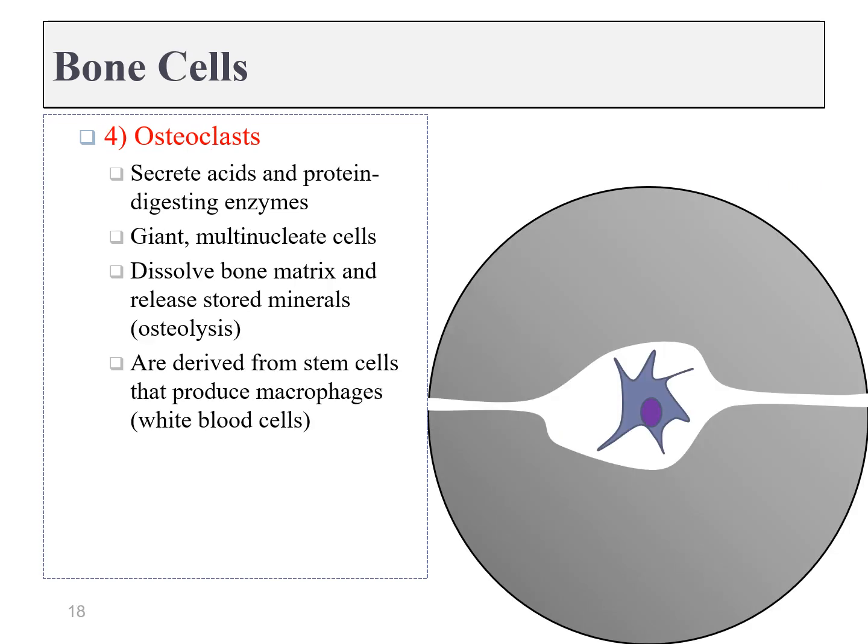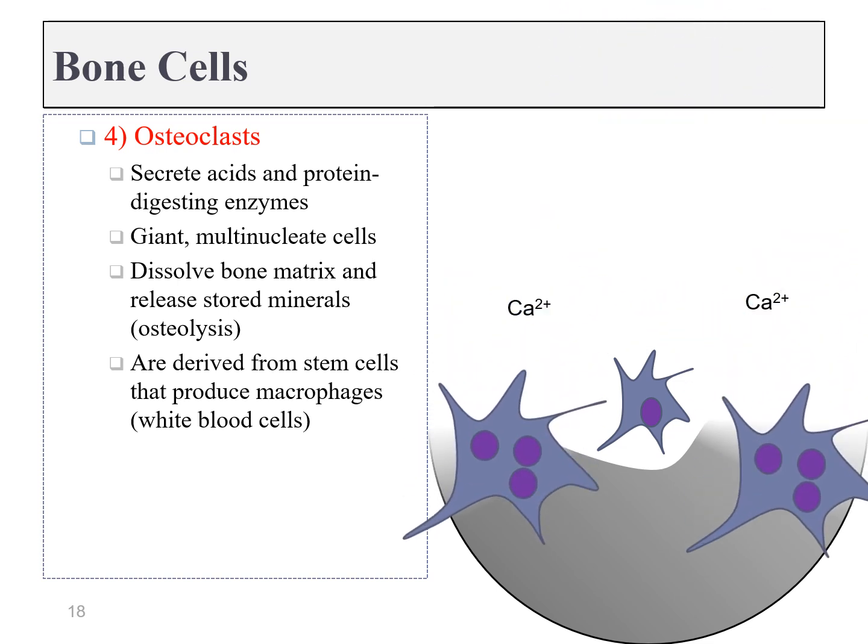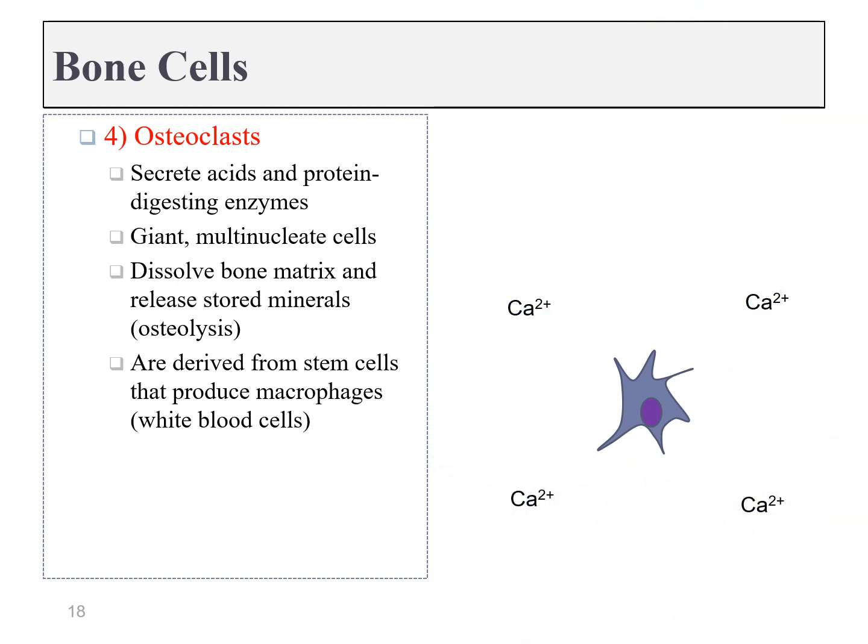The last cell type is not really a bone cell at all, but more of a white blood cell that can come in and digest bone tissue. These are the osteoclasts. They're very large cells with more than one nucleus. They secrete enzymes that can digest the extracellular matrix, releasing calcium.